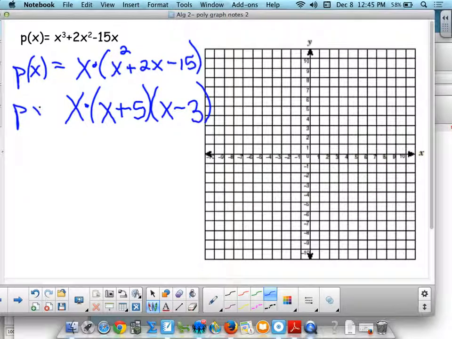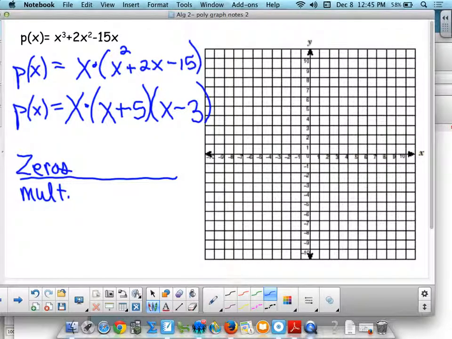So here we go. We've got a polynomial. Our job is to graph it. Well, what's first? Find your zeros. What's next? Find your multiplicities. We try ones. Yep, those are ones. That's easy.